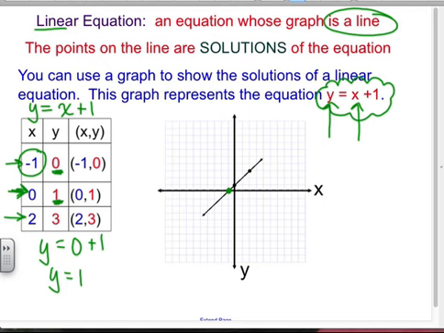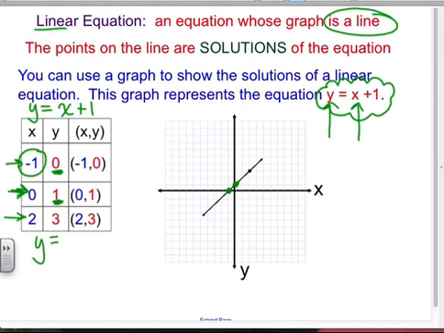Let's plot that point. 0, 1 means don't go right or left. Go up 1, and there's that second point on my graph. And we have to do the third one. Got to solve these equations 3 times.